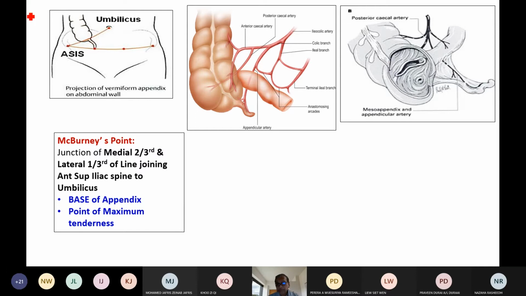Where is it? You draw a line from the umbilicus to the anterior superior iliac spine. This is the iliac crest, and in front of the iliac crest is the anterior superior iliac spine. Between this distance, divide into medial 2/3 and lateral 1/3. This part is more and this one less. This is 2/3 and this is 1/3. The junction point is the point of maximum tenderness of the base of the appendix.